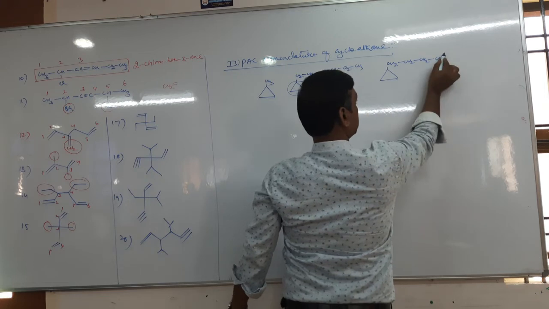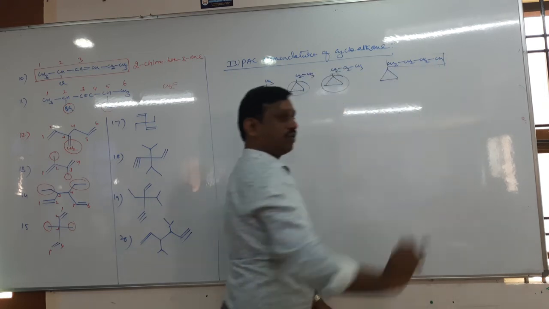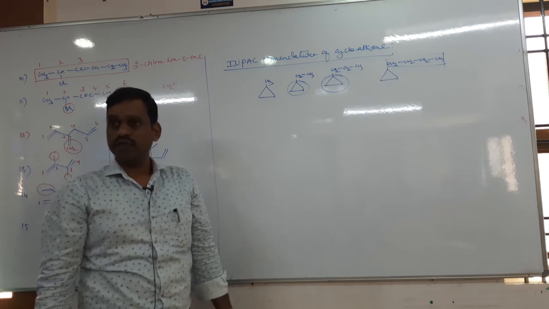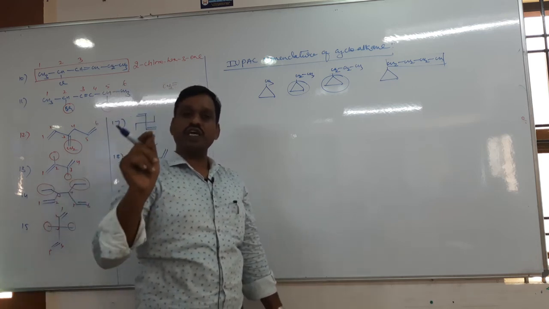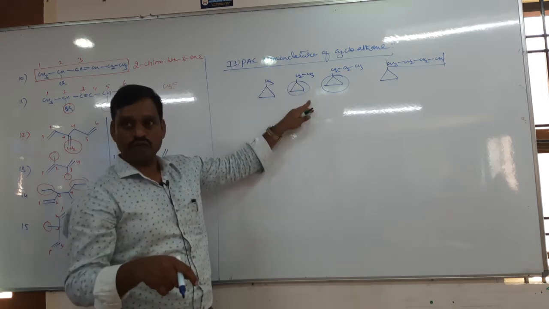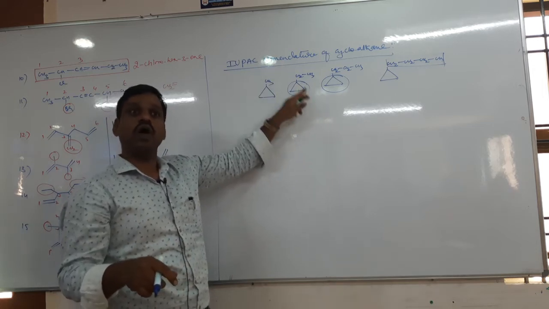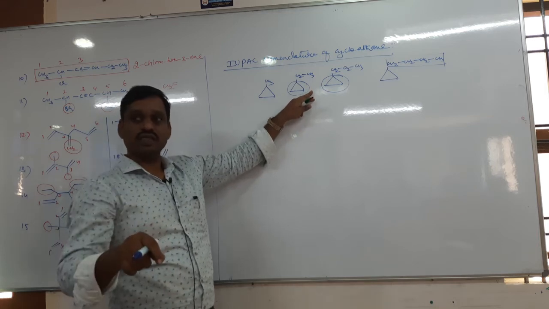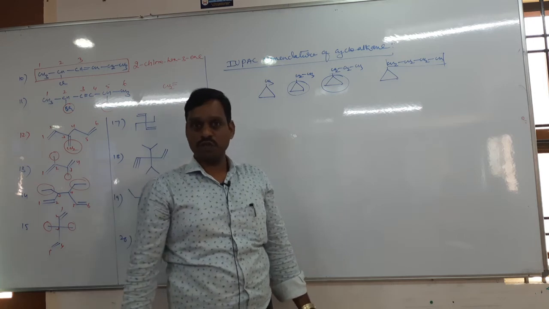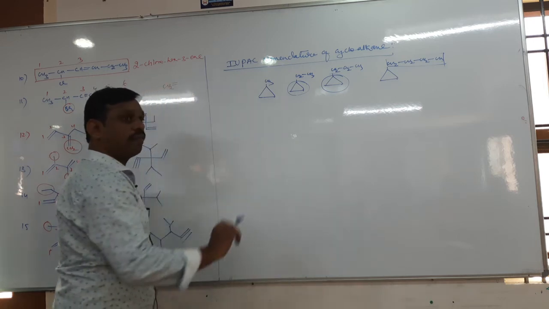Then this side chain should be a parent chain. That is the first rule: selection of parent chain. Select the cyclic ring as the parent chain if the cyclic ring has equal or less carbon atoms compared to the side chain. That is the first rule.